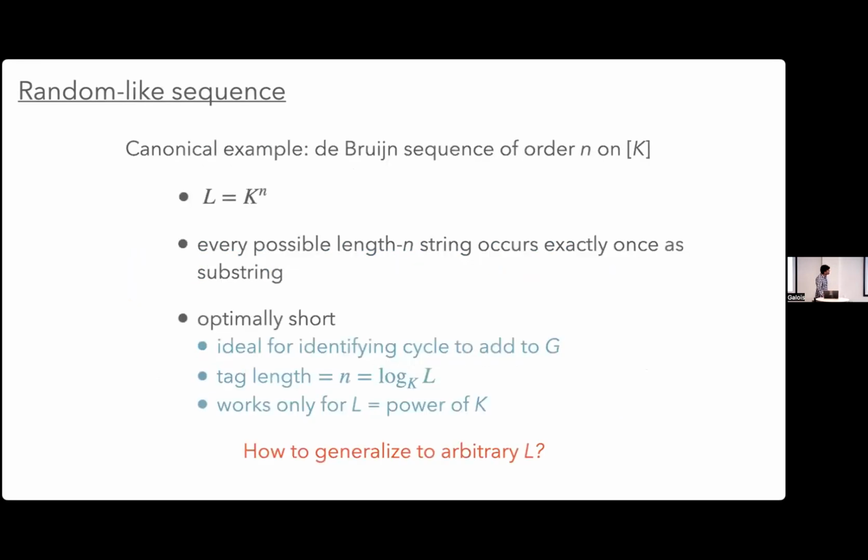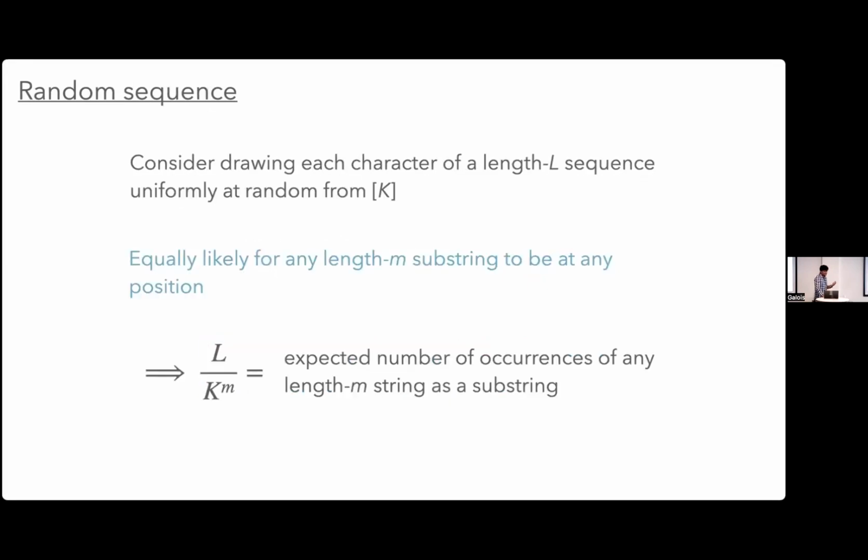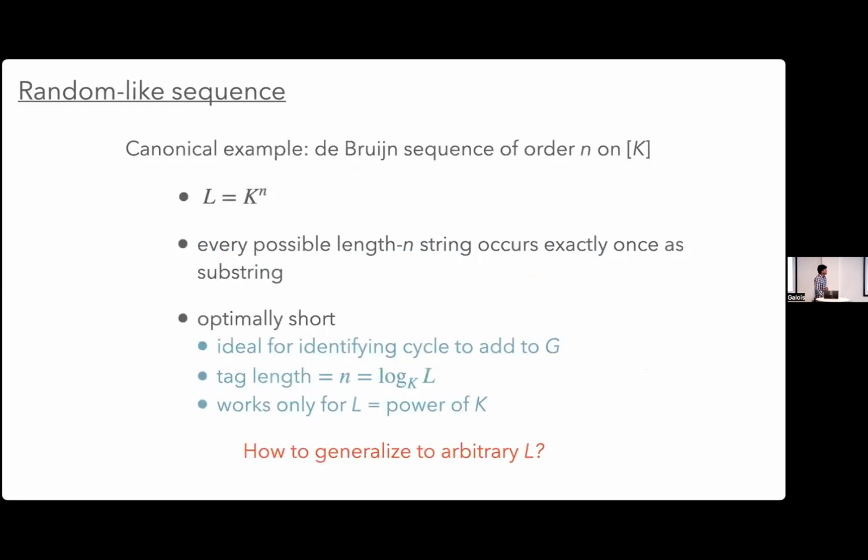Now, it turns out that there are random-like sequences that satisfy this criterion of L over k to the m being the expected number of occurrences exactly. And the canonical example is a De Bruijn sequence of order n on the alphabet k. Its length L is k to the n, and it contains every possible length n string exactly once as a substring. So it's optimally short because there are k to the n possible such strings of length n, and the sequence is of length k to the n.